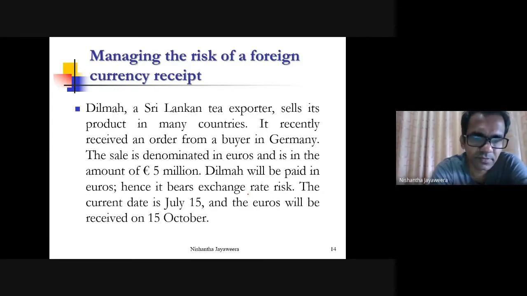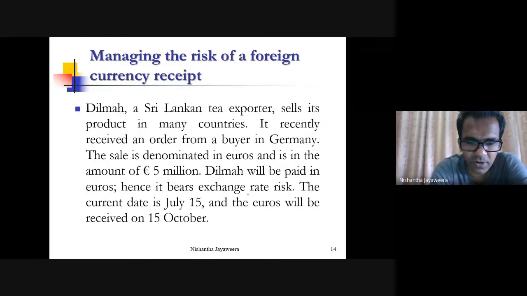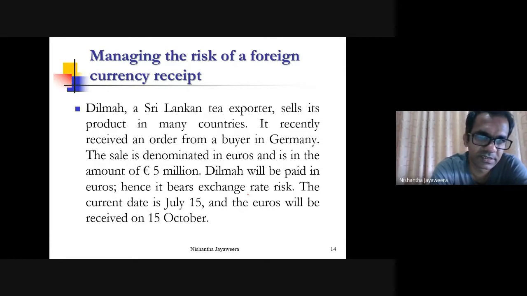So then here, as I mentioned, we are not going to discuss more on economic exposure, but mostly transaction risk. How are we going to manage the foreign exchange risk for a foreign currency receipt? That's the first thing we are going to discuss. Then we'll discuss how to manage the risk of a foreign currency payment that you have to make.